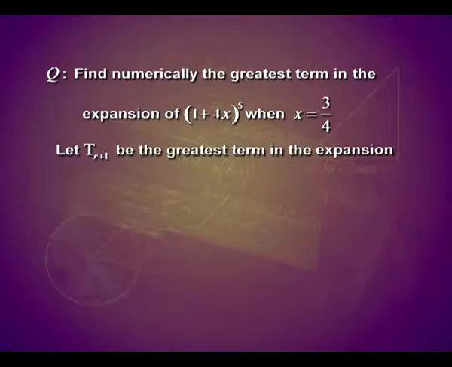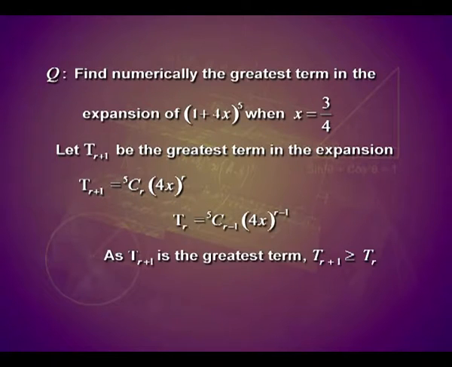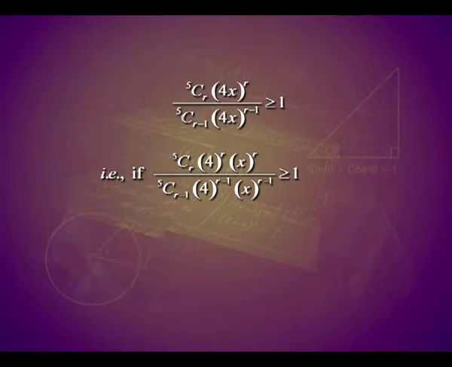If I assume that T(r+1) is the greatest term in this expansion, then that would mean that T(r+1), which takes the value 5Cr (4x)^r, will always be greater than or equal to T(r), which is nothing but 5C(r-1) (4x)^(r-1). So, I start by comparing T(r+1) and T(r). If T(r+1) is to be greater than or equal to T(r), it will mean that 5Cr (4x)^r must be greater than or equal to 5C(r-1) (4x)^(r-1). From here I have to figure out what this r possibly can be.